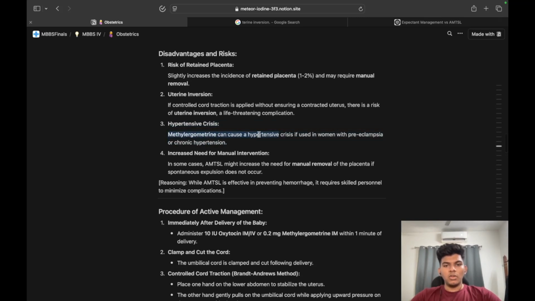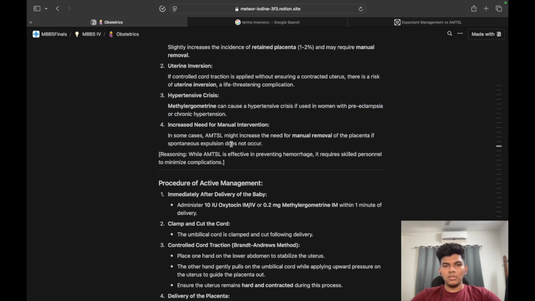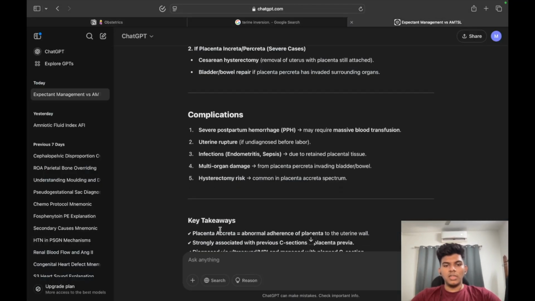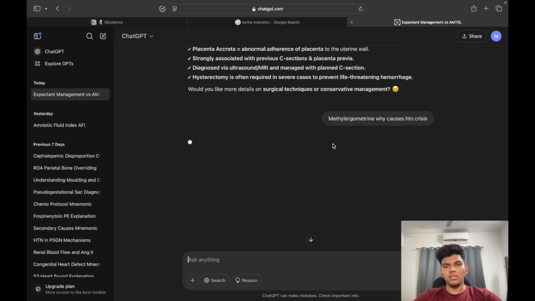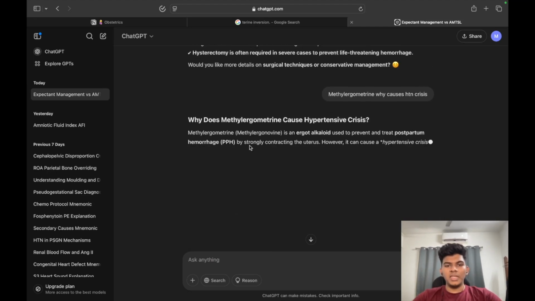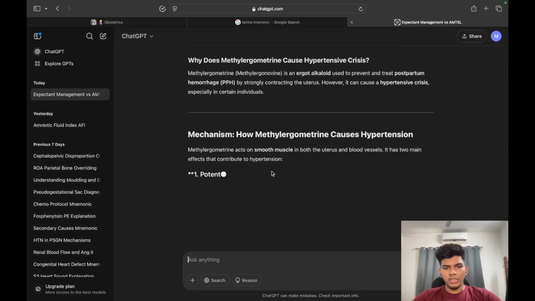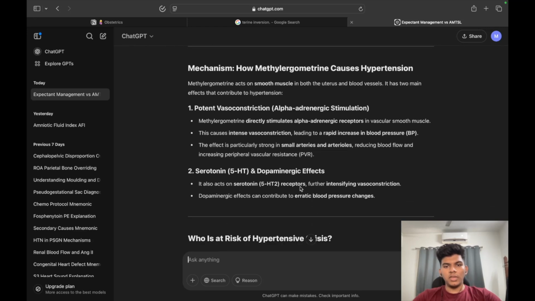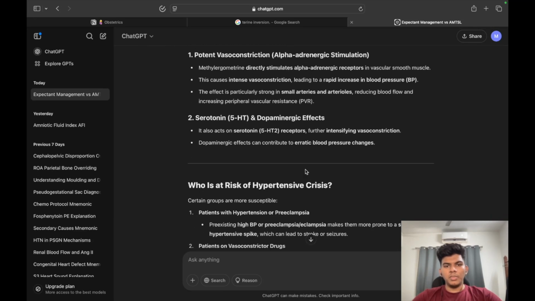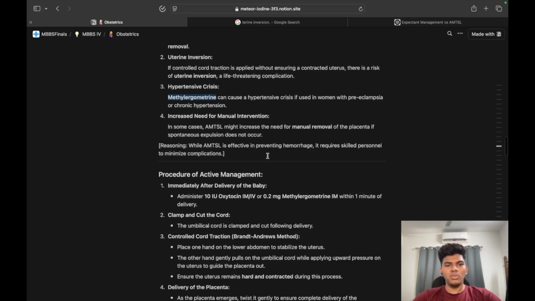Or is there, let's see, hypertensive crisis. So methylergometrine can cause hypertensive crisis if used in women with preeclampsia or chronic hypertension. So it can cause this thing. Probably it is because of this one. Why does it cause a hypertensive crisis? Methylergometrine has a potent vasoconstrictor effect. So it causes intense vasoconstriction, increasing PVR and all. Yeah, systemic effects. No need to go into more details.